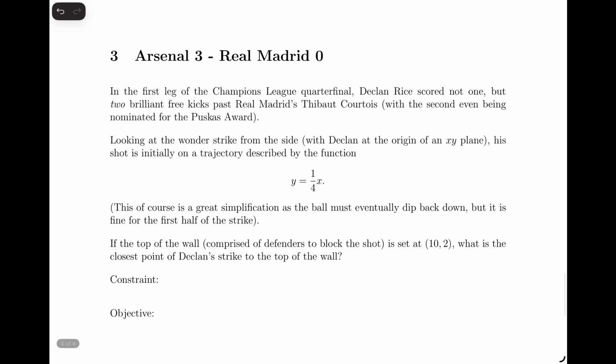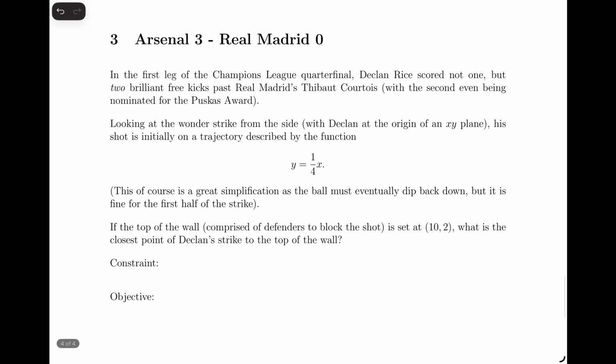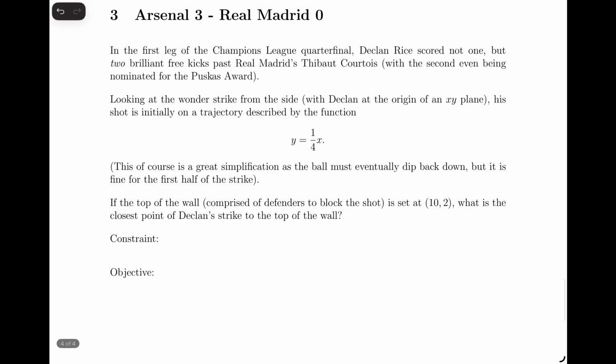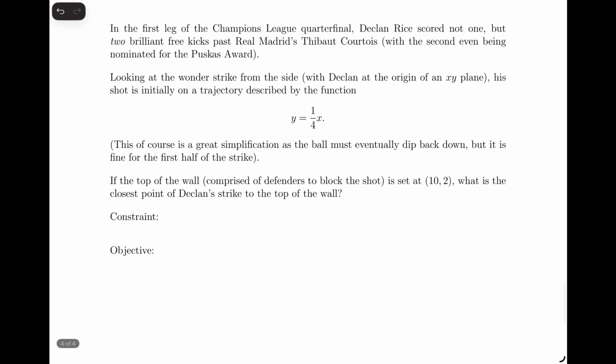But I guess we'll just jump into number 3 then. Arsenal 3, Real Madrid 0. Interesting. So at the first leg of the Champions League quarterfinal, Declan Rice scored not one, but 2 great free kicks past Real Madrid's goalkeeper, Thibaut Courtois. The second was actually nominated for the Puskas Award, which is an award for the best goal in the world for a given year. Looking at the strike from the side, where Declan Rice, the free kick taker, is the origin of an XY plane, this shot is initially on a trajectory described by the function 1/4 x.